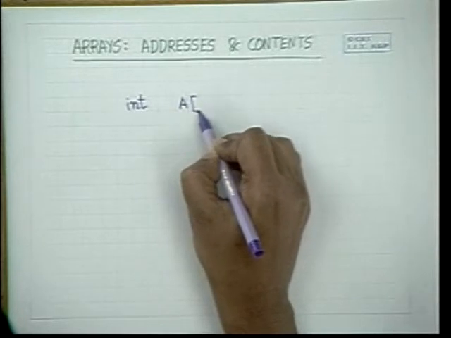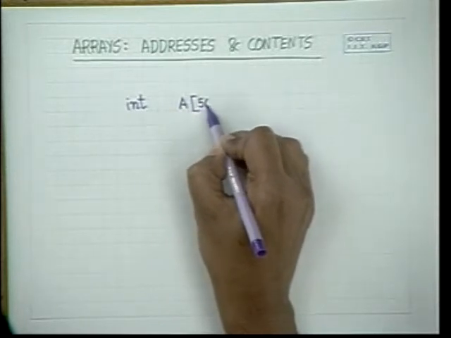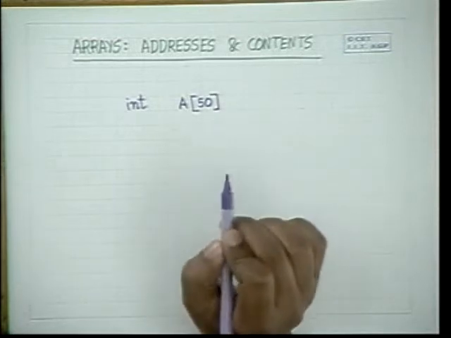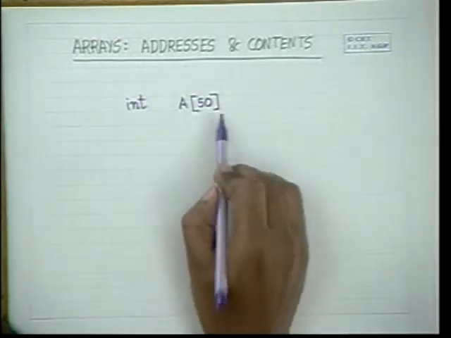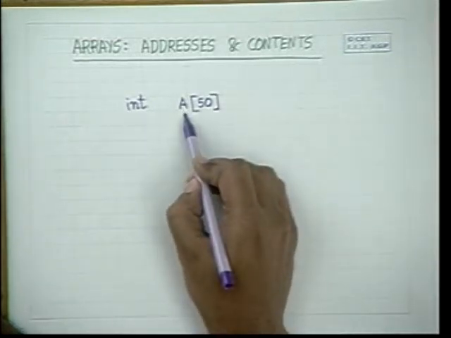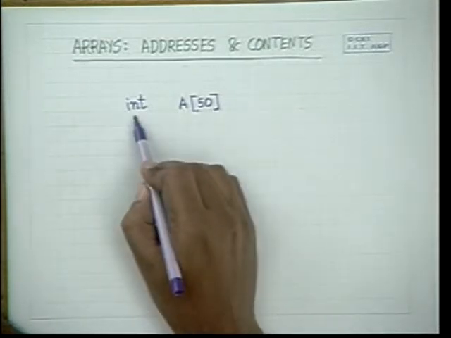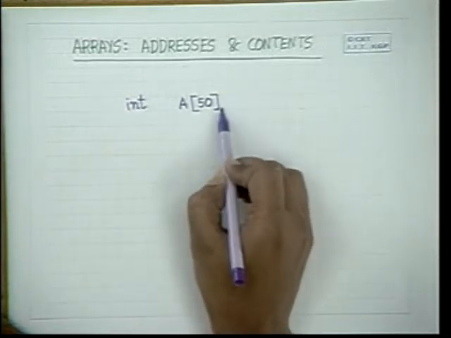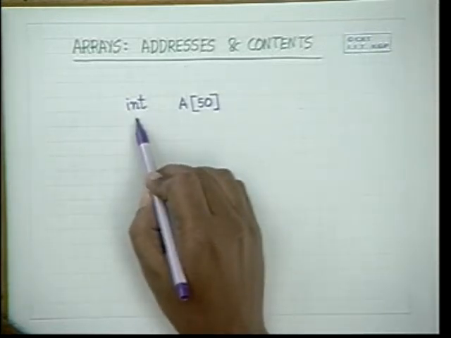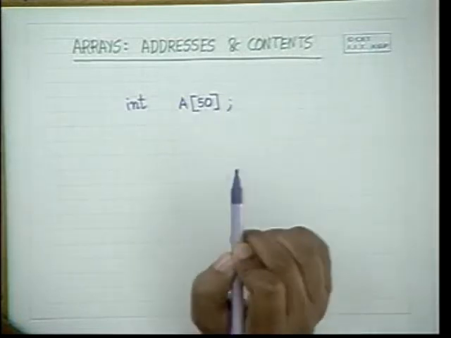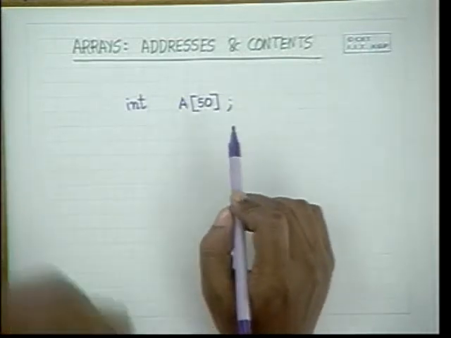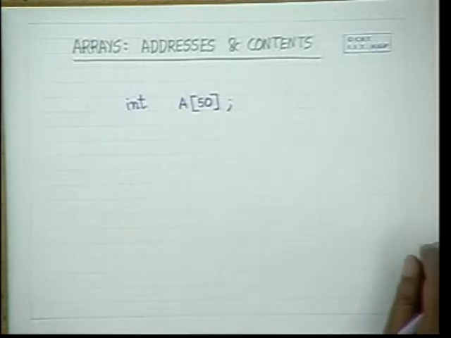Till now we already know that you can declare an integer array, say A, like this. A one-dimensional array A can be declared like this. A is the array name, and 50 elements are there, each of type integer. So 50 elements each of type integer are stored in this array A. Now let us try and understand the meaning of certain things.